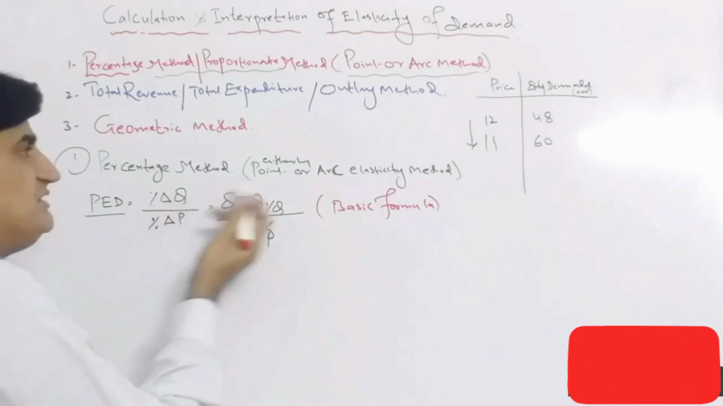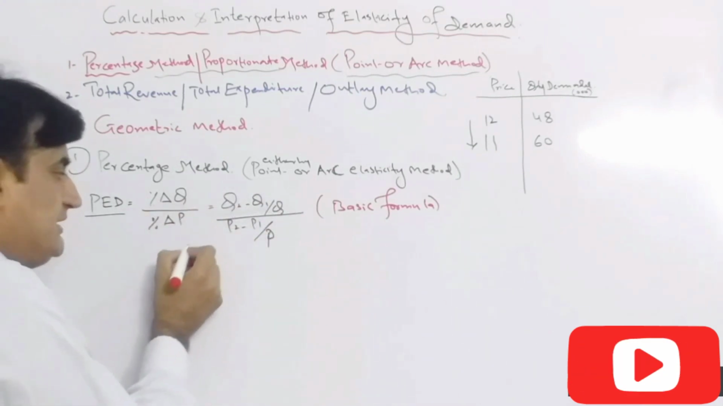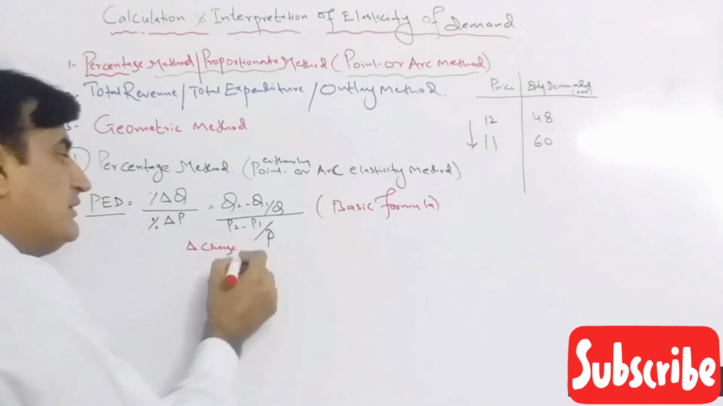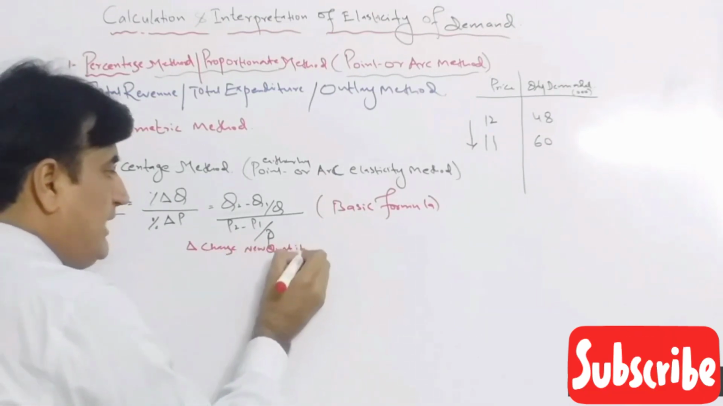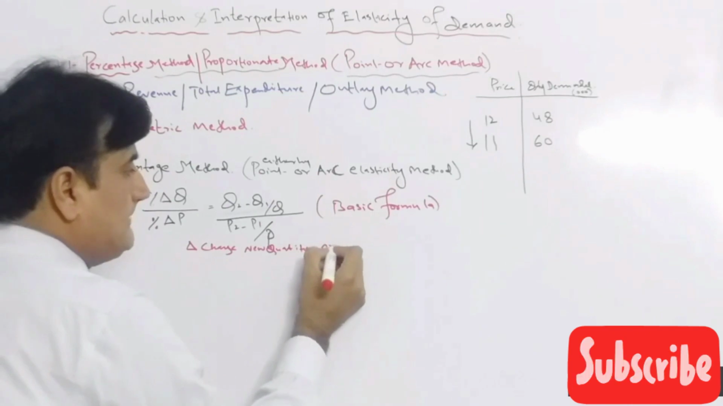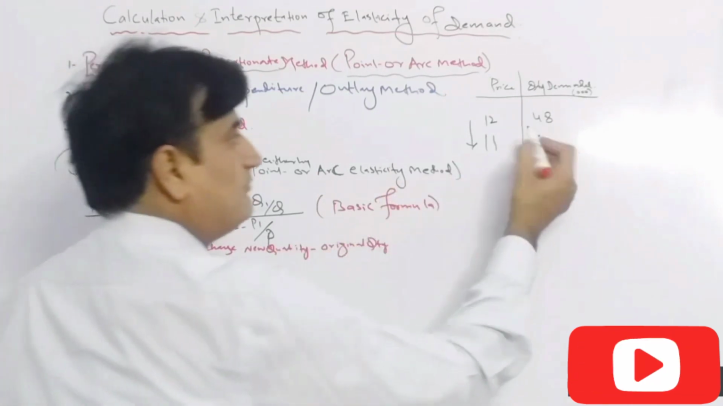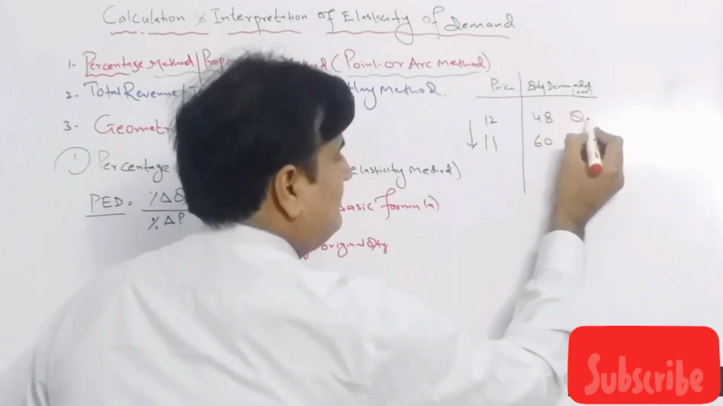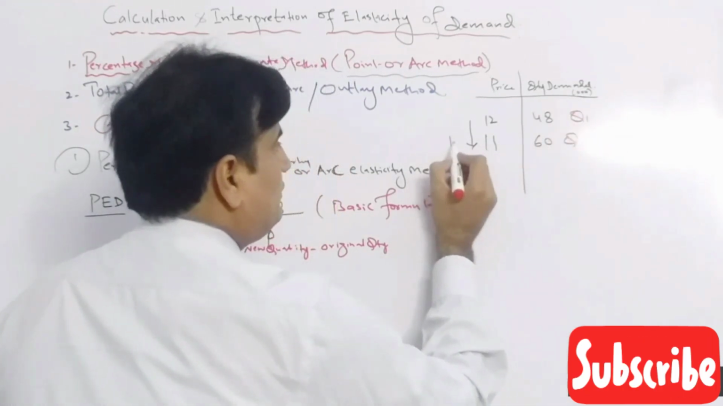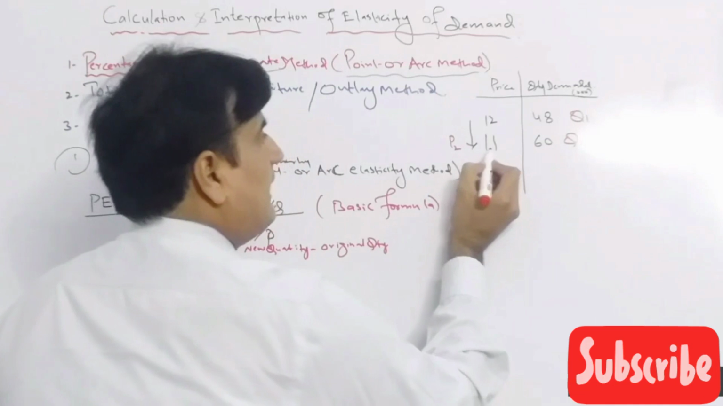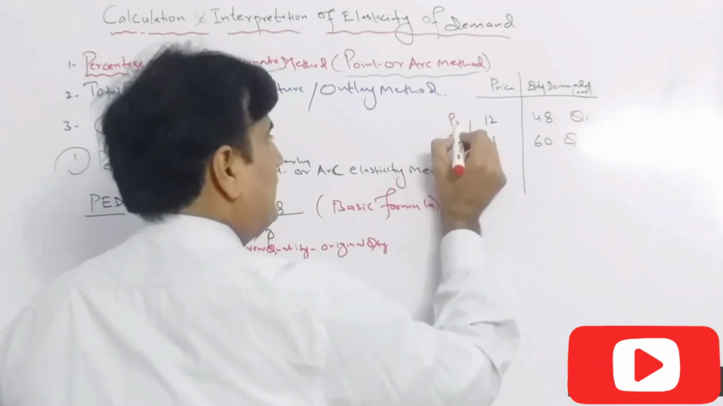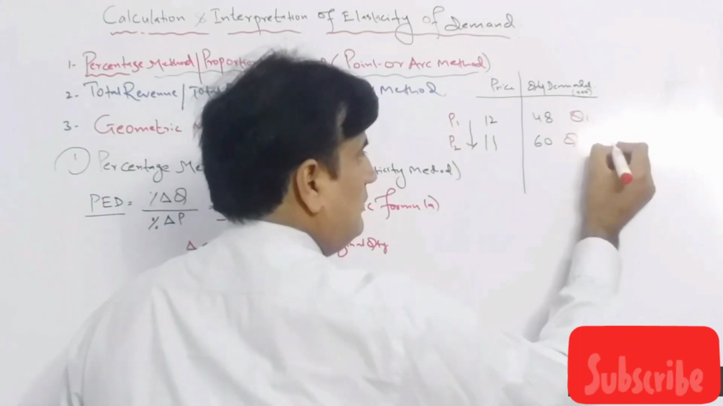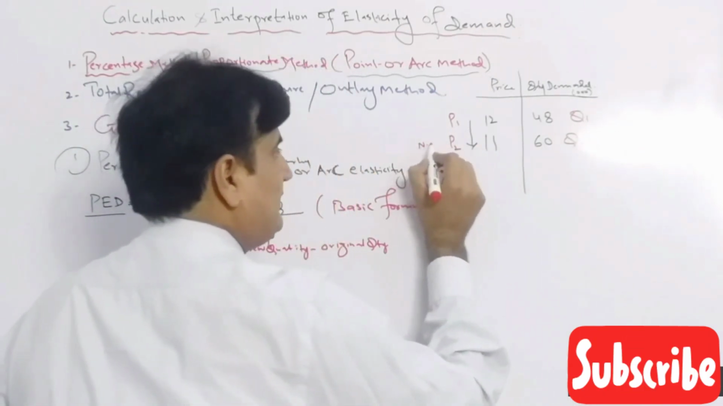So the percentage change in quantity. Here delta represents change. Change means the new quantity minus the original quantity. So the new quantity here is 60. So Q2 is 60 and Q1 is 48. P2 is 11 and P1 is 12. So this is the new quantity and this is the new price.